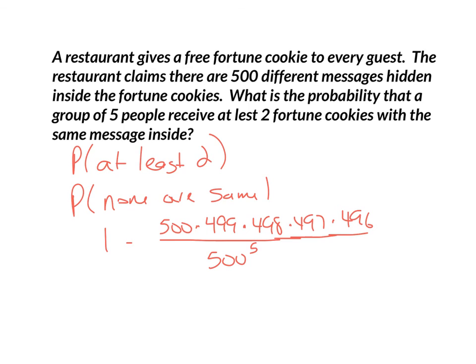This is a definite calculator problem. I'm going to punch that in my calculator. I'm going to put this in parentheses, obviously. 500 to the 5th in my denominator. Punch it in, and I'm getting 0.0199. Not very high probability that that's going to happen. Basically just under a 2% chance that can even happen. So just with 5 people, even with 500 different messages, which is, when you think about that, kind of crazy. All right, I hope that made some sense.